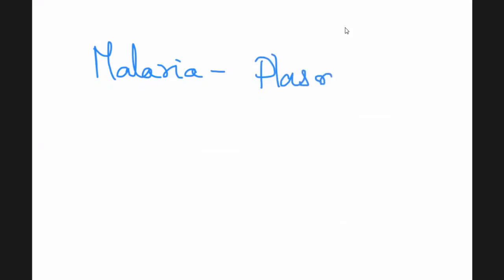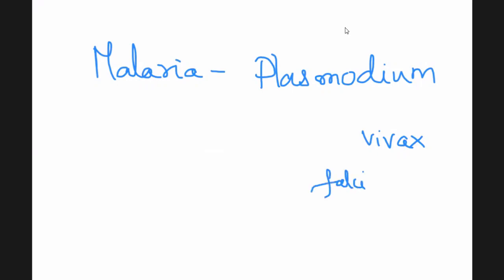Then malaria, the most commonly seen disease among protozoan diseases. This is caused by 4 species of Plasmodium. There are 4 types of parasites. Plasmodium vivax. Anybody knows? You can say. Plasmodium falciparum. Good.